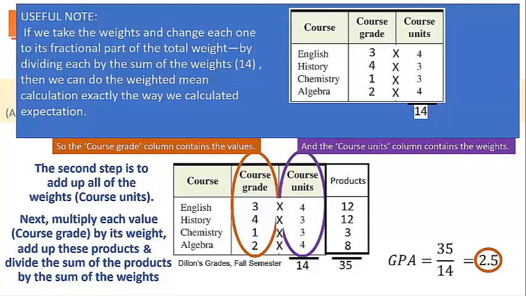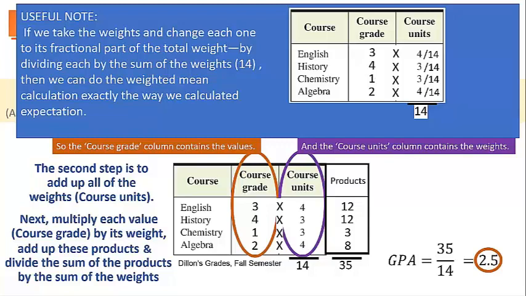I will say that if you want to work this problem as if it were an expectation problem from the previous section, you can do that. All you have to do is change the weights to percentages. So if you take those course units and make them into fractional percentages, in other words, English is worth 4/14 of the grade, history is worth 3/14 of the grade, chemistry is worth 3/14 of the grade, and algebra is worth 4/14 of the grade. In other words, divide each course unit value by the total of the course units being taken. That basically changes that course unit column into a percentage column.